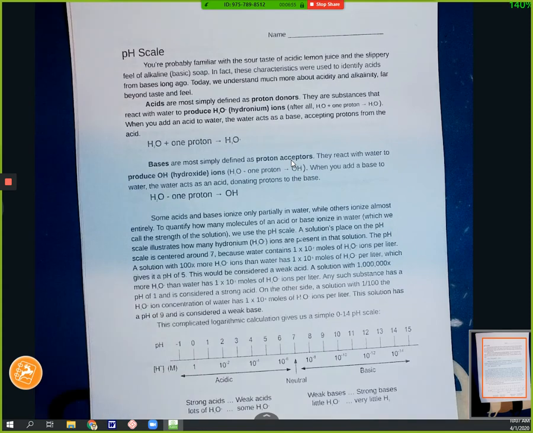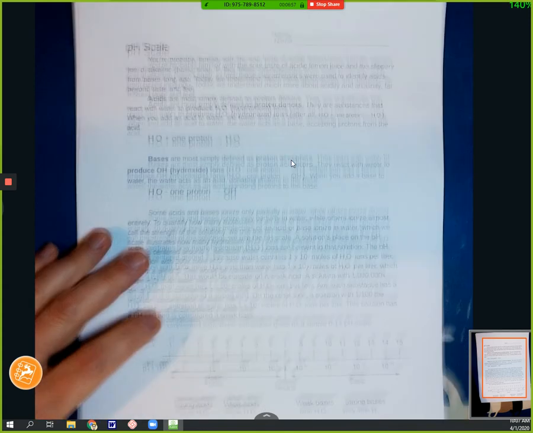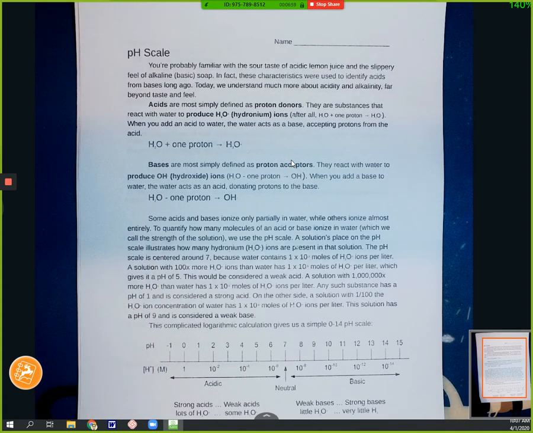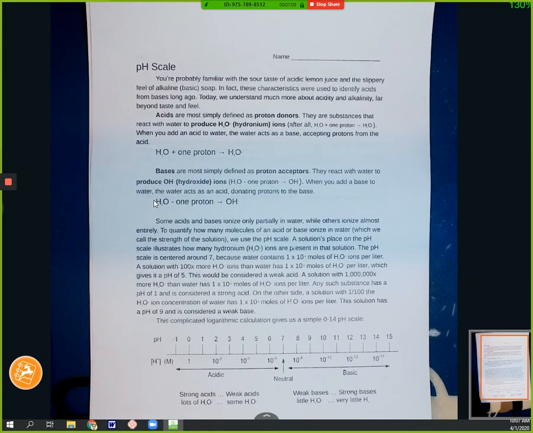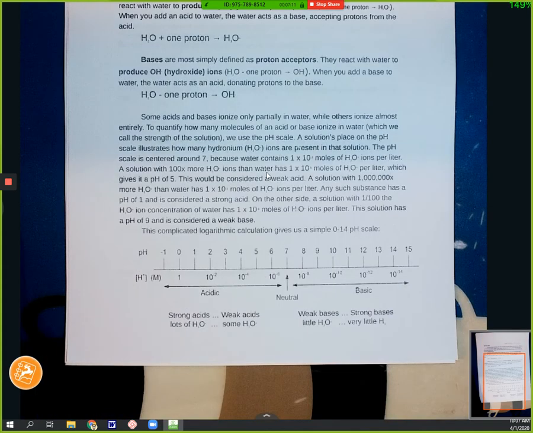These are characteristics that we associate with acids and bases. It re-mentions defining an acid as a proton donor and a base as a proton acceptor, which is the Bronsted-Lowry definition.